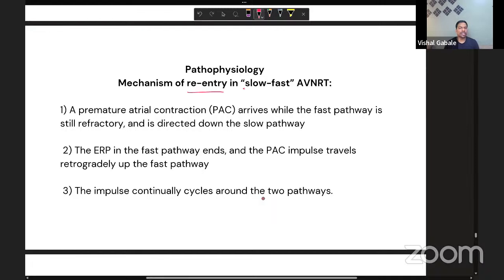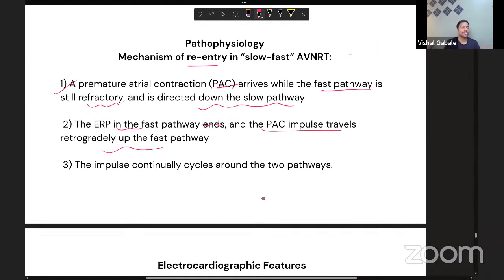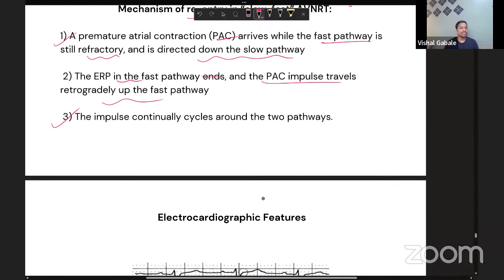The pathophysiology of the re-entry in the slow-fast AVNRT is, as I already mentioned, whenever you have a premature atrial contraction which arrives while the fast pathway is still refractory and is directed down the slow pathway, and then the ERP in the fast pathway ends and the impulse travels retrogradely up the fast pathway as shown over here. As the signal passes to the fast pathway, it is in the effective or relative refractory period. So that leads to the circuit formation, and this impulse continually cycles around the two pathways.